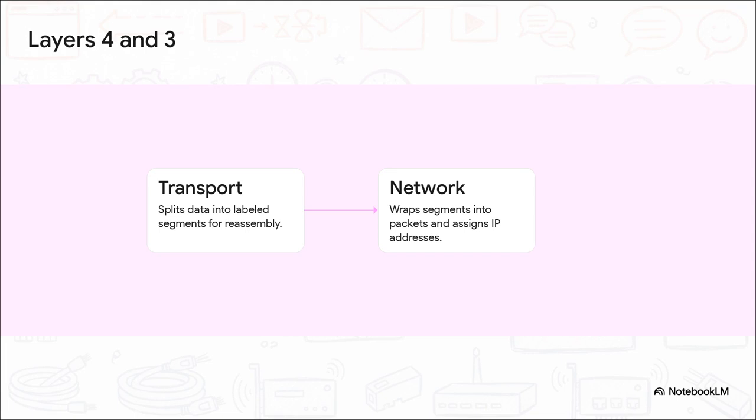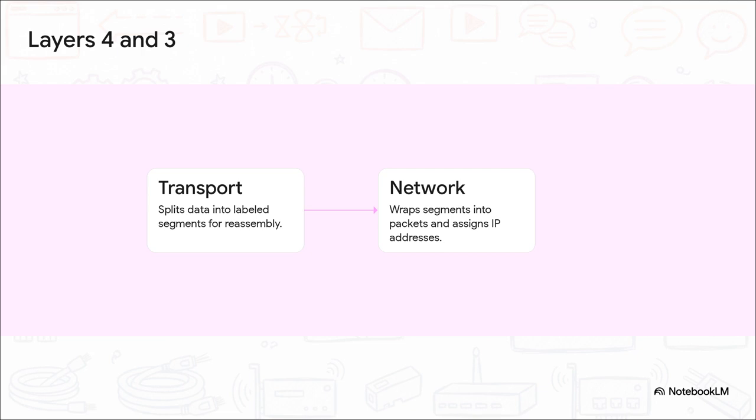The formatted data is split into smaller chunks. Segments if we're using TCP, or datagrams if we're using UDP. These chunks get source and destination ports plus sequence numbers so they can be perfectly put back together later. Then it drops to Layer 3, the network layer.